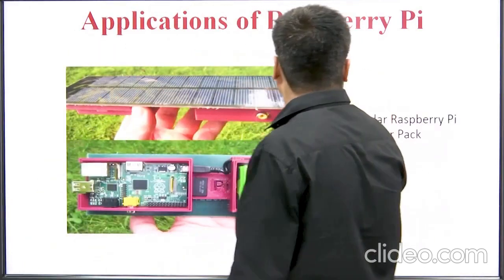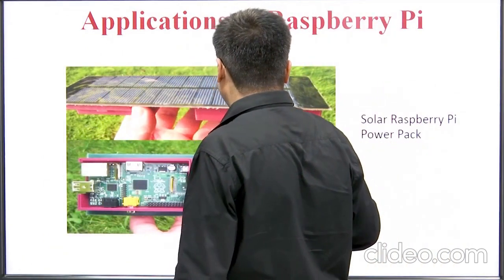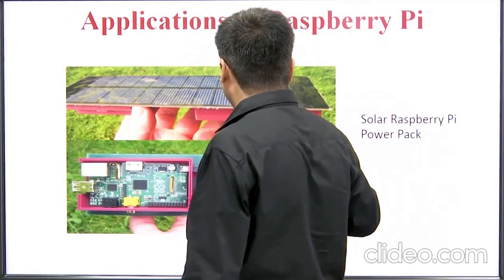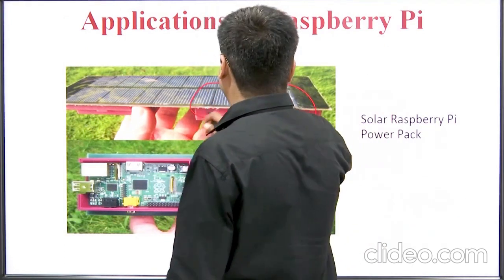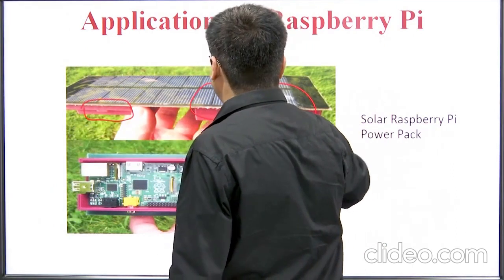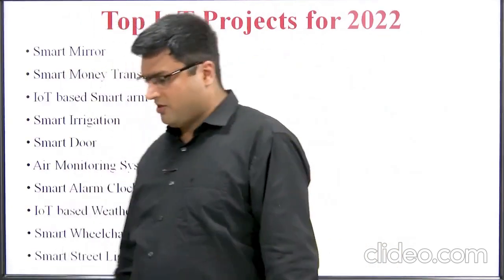So solar Raspberry Pi power packs are there, solar panels. So Raspberry Pi can be used in solar panel power packs as well. You can see here, solar panels. These are the Raspberry Pi boards. These are the jacks through which solar panels can be enabled through Raspberry Pi.